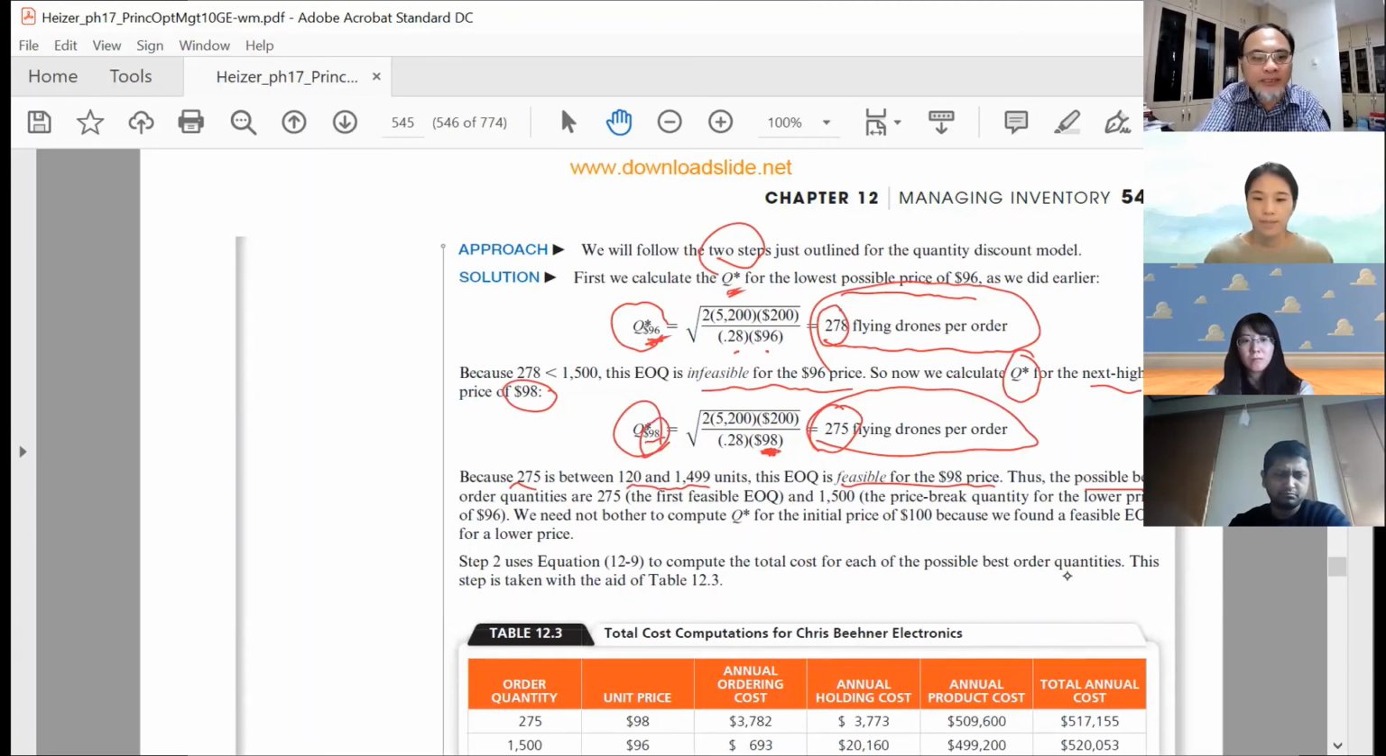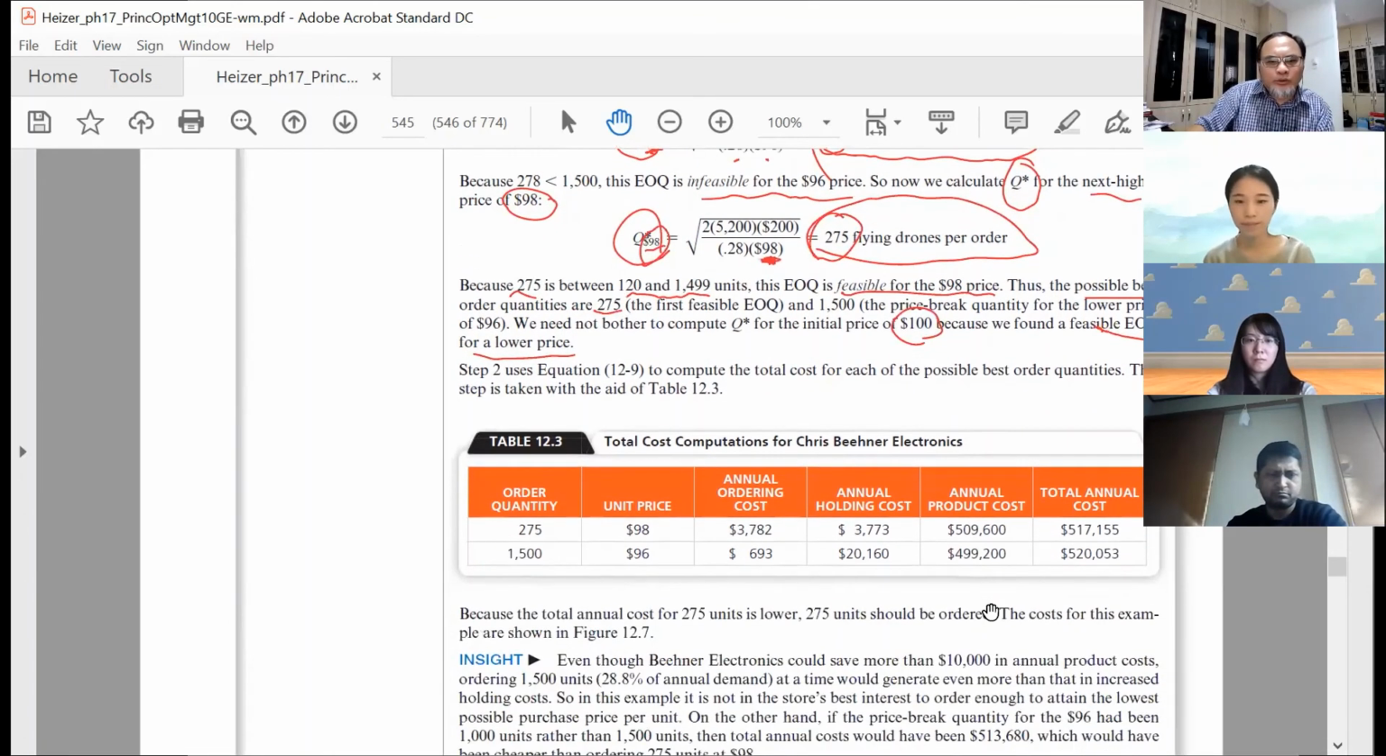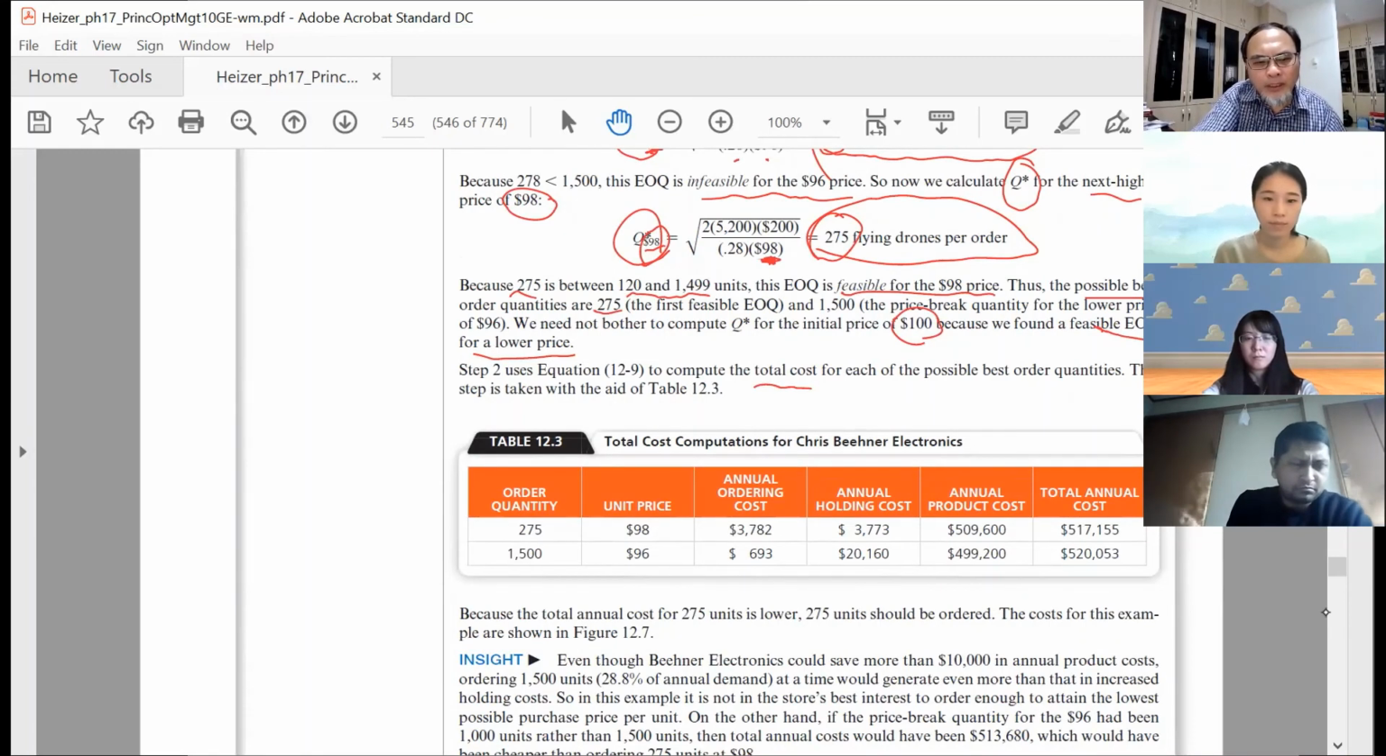Therefore, the possible quantities are 275 for the first feasible EOQ, and also 1,500, the price break for the lower price of 96. So we need not bother with Q star for the initial price because we found a feasible EOQ for a lower price. But you can calculate the EOQ for $100 and you will be able to find the cheaper one. So we calculate the total cost.